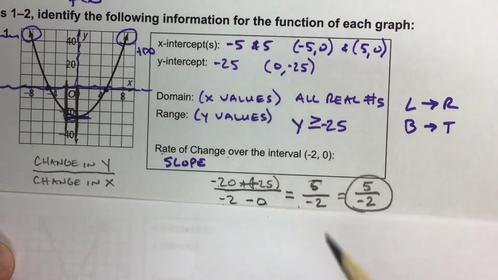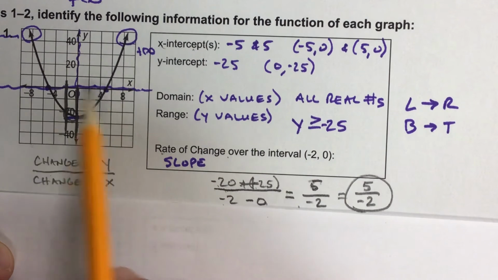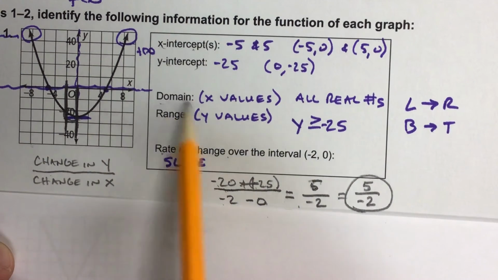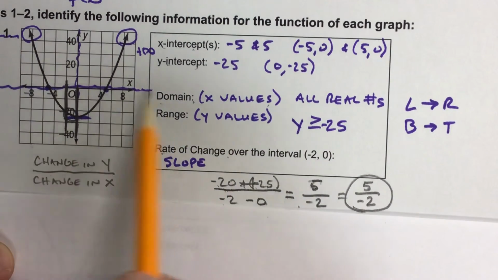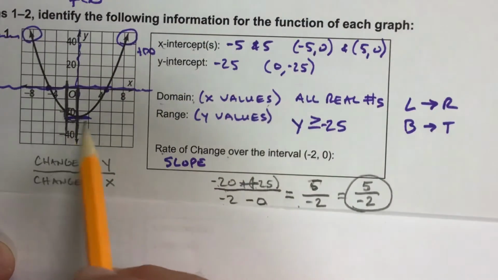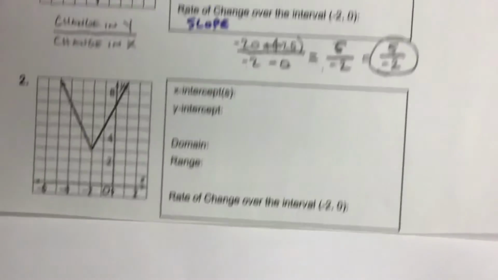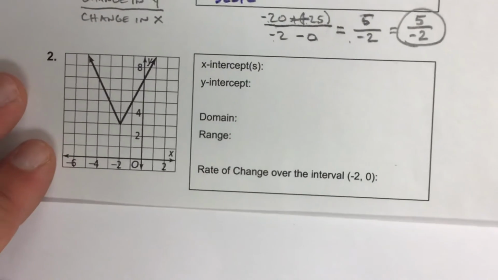So again, recap here. You've got x-intercepts: where does it cross the x-axis? Y-intercepts: where does it cross the y-axis? Domain are the x values, so which x values are in play? The range are the y values, again, which ones are in play, and then the slope. Let's try another one. All right, so here's the other one.